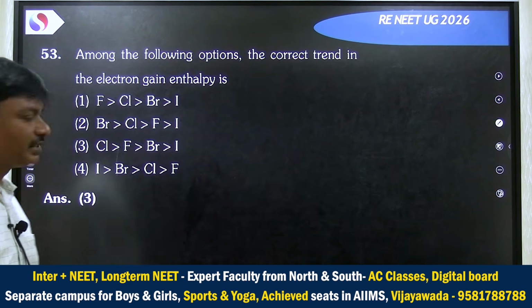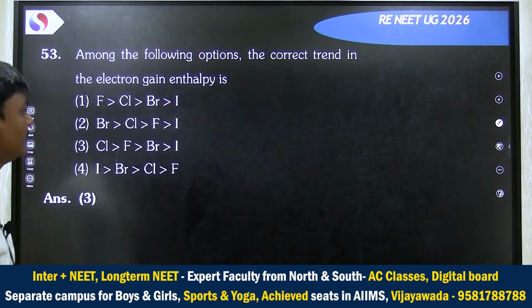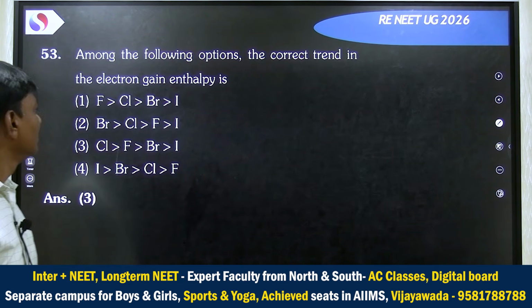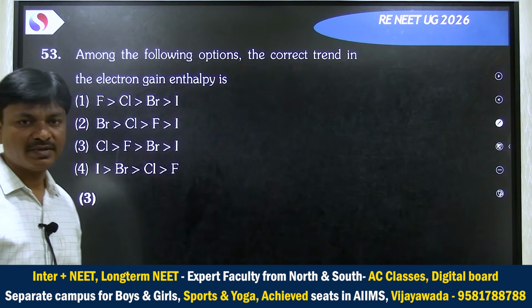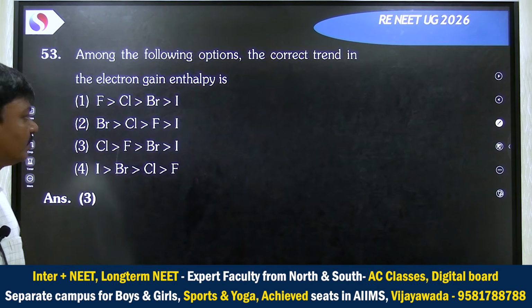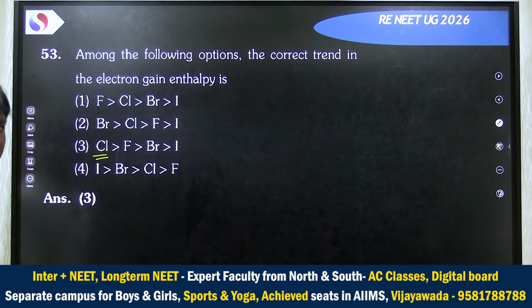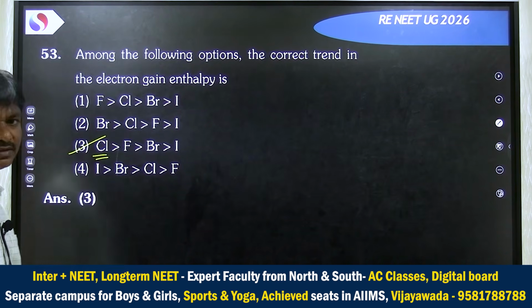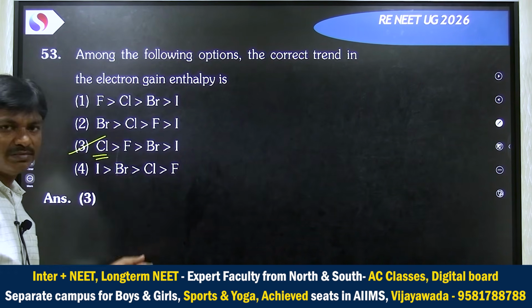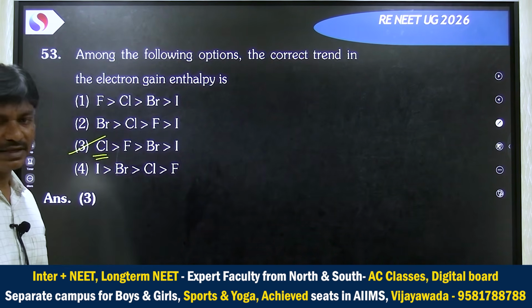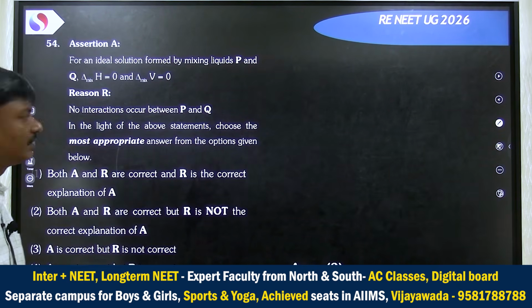Here is the 53rd question. Among the following options, the correct trend in the electron gain enthalpy. It is completely based on a concept. Electron affinity: chlorine has the highest electron gain enthalpy. So the third option will be the correct option. Second one is fluorine, third one is bromine, the fourth one is iodine. Okay. Next one is 54th.